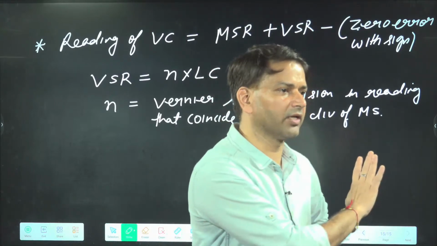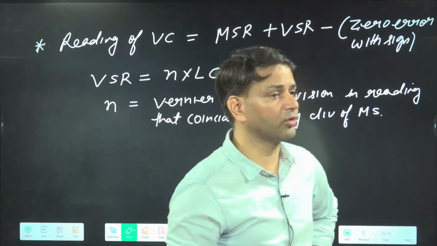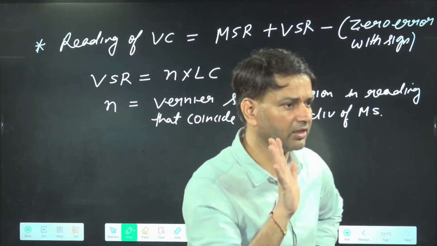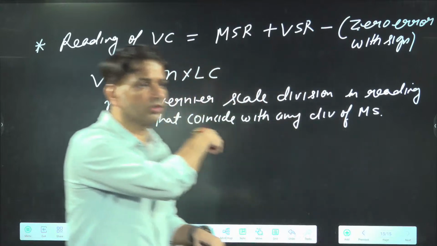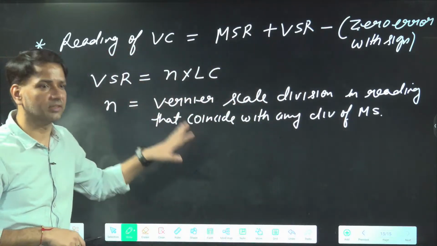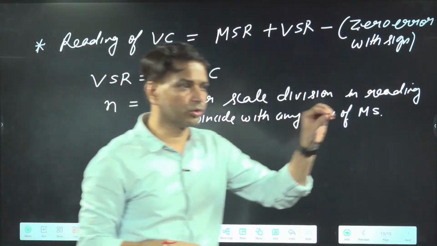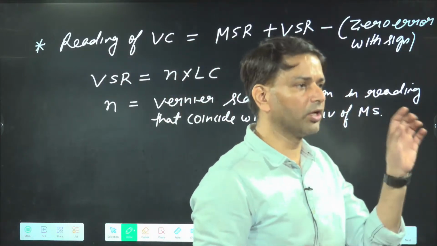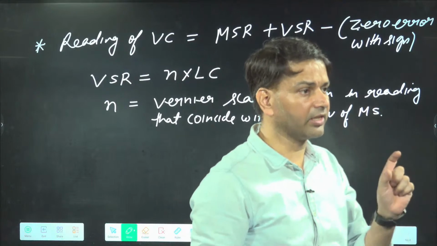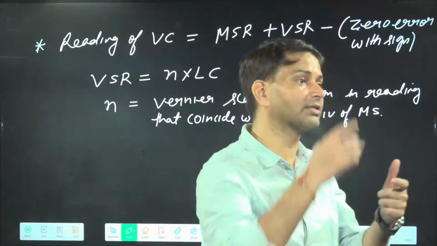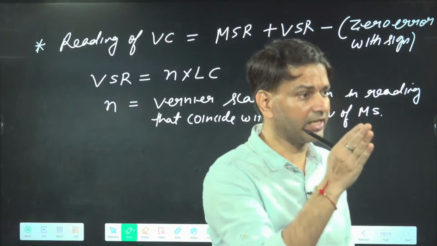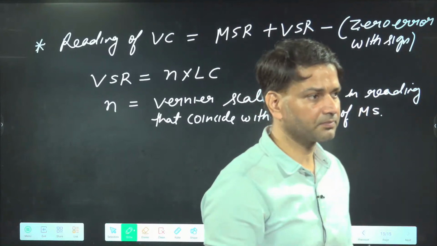In the problem they will give that Vernier scale division. Suppose they say the 6th division of the Vernier scale coincides with any division of the main scale. Then for the reading, what N value will you take? 6. So to calculate the VSR, VSR means N into least count. N is the Vernier division which is coinciding with any main scale division. So that Vernier division we will take as N.